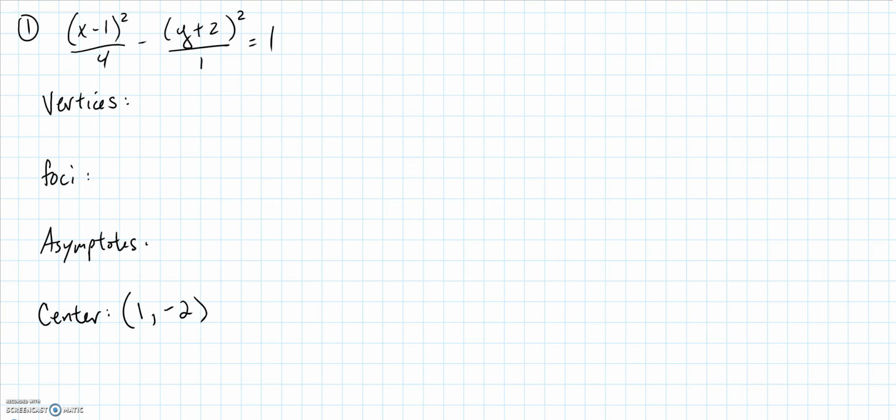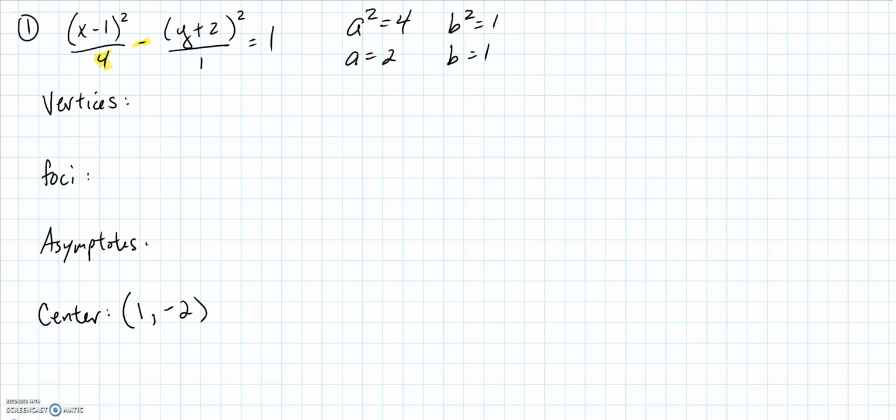This is a hyperbola because of the minus sign. So we know which direction it's opening based on the a value, which is on the first term. Always with hyperbolas. Remember, with ellipses, it's on the larger term. With hyperbolas, it's on the first. So that 4 is a squared. So that means that a is 2. B squared is going to be 1. So b is also 1.